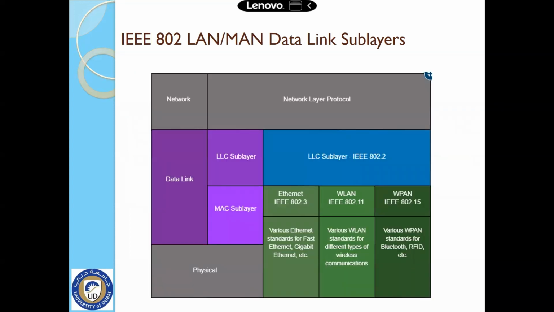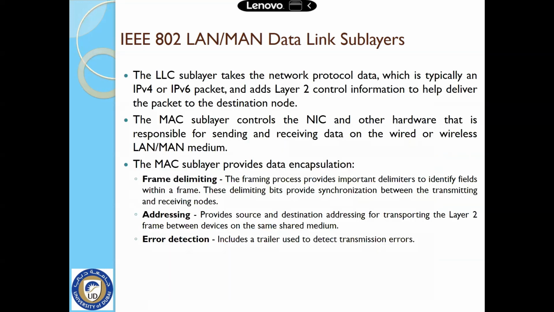We have seen this: LLC 802.2, Ethernet 802.3. Let's not worry about wireless LAN and wireless PAN. And for the Ethernet, we have seen there are sub-technologies depending on the speed of the network.